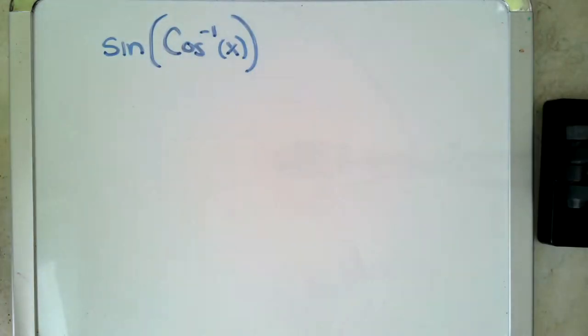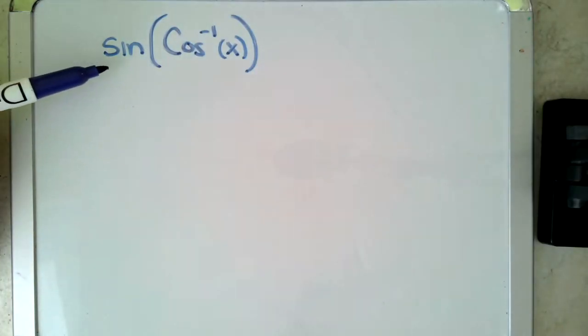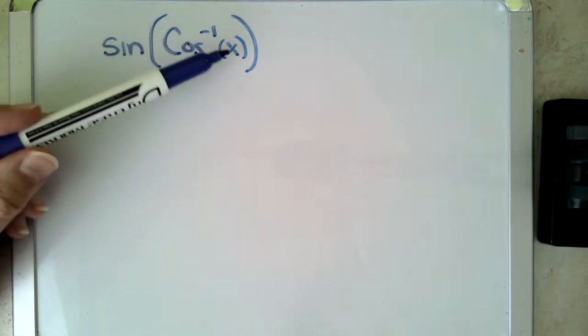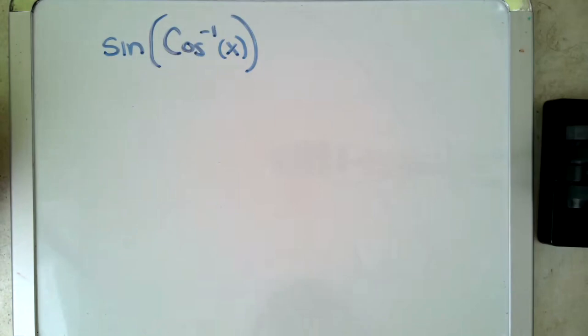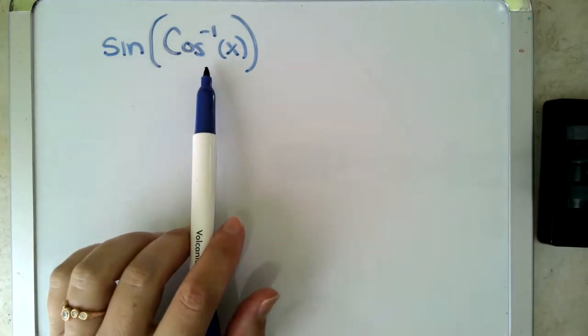Today we're going to take a look at a fun brain teaser involving the sine of the inverse cosine of x. Let's do it. Okay, so as promised, we're going to find the sine of the inverse cos of x, or the angle whose cosine is x. So that right there is our starting place.